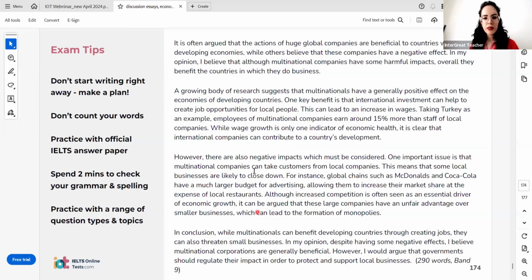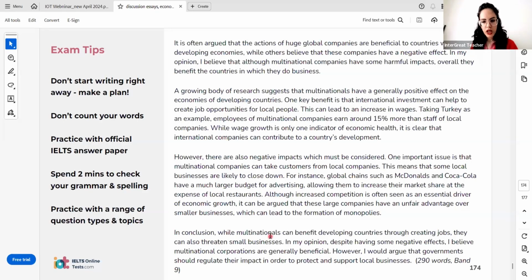Wait. The second body paragraph, the same thing. Topic sentence, introducing negative effects, then explaining it. Okay, what is that negative effect? What is the result of that negative effect? Then I write an example, then again, concession. So I have a word that shows contrast, and then I counter it.